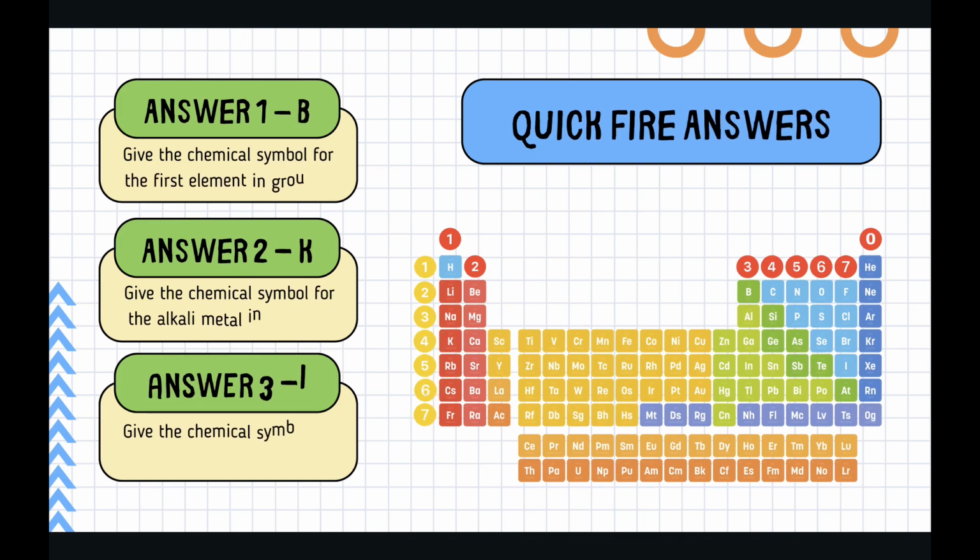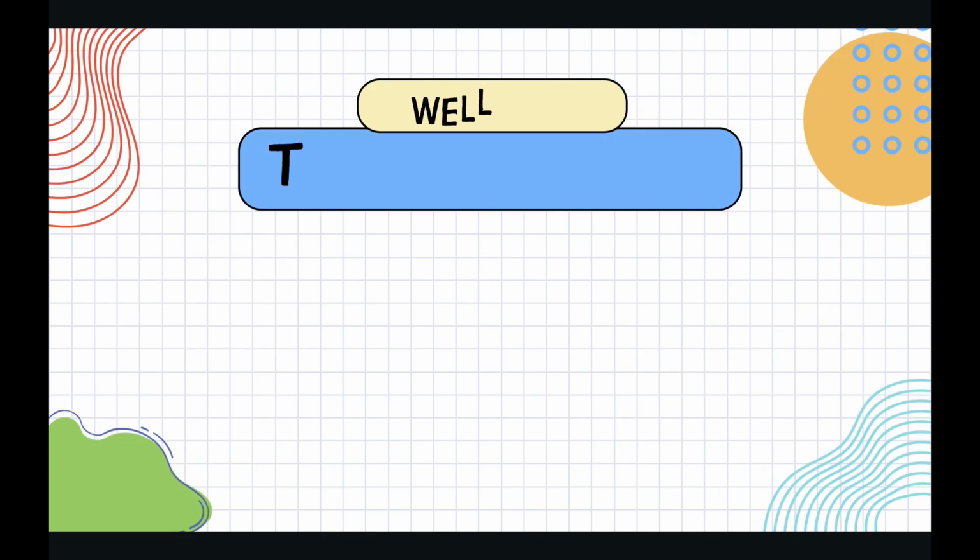And these are the answers. I hope you got the answers. The first element in group 3 is boron, and the chemical symbol for the alkali metal in period 4 is potassium, and the answer to 3, the halogen in period 5, is iodine. That's it, bingo!